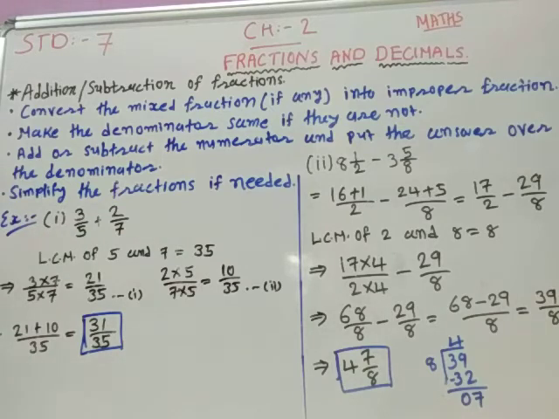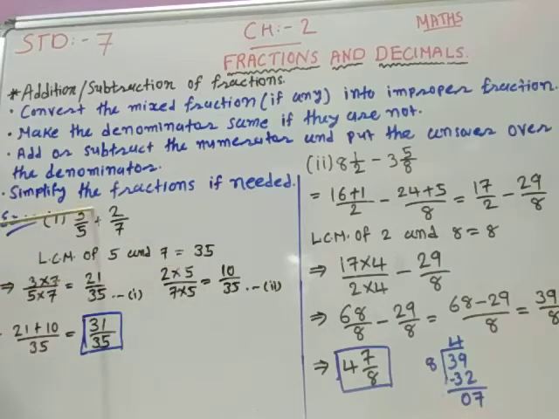Let's take one example. Here 3 upon 5 plus 2 upon 7. Let's check it. Here the denominators are different. So first we have to make the denominator same. For that you have to find out the LCM of the denominators, means 5 and 7. So the LCM of 5 and 7 is equal to 35.